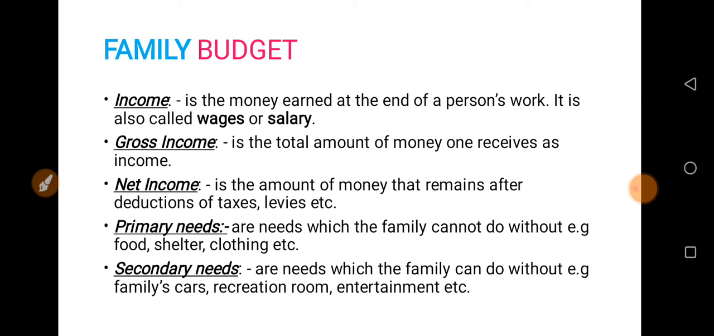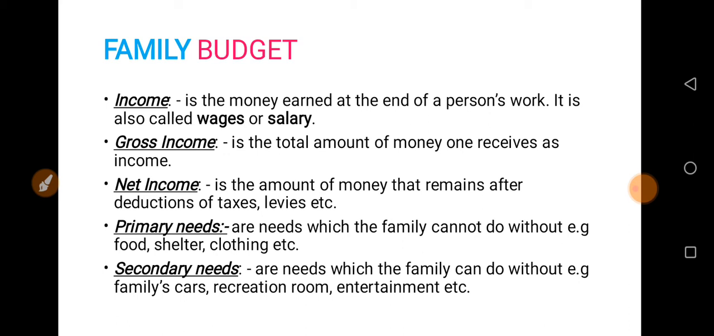Now, income is the money earned at the end of a person's work. It is also called wages or salary. Gross income is the total amount of money one receives as income. For example, let's say if you are working in a place and the money that was planned to give you is 500,000 at the end of the month, that is the gross income.